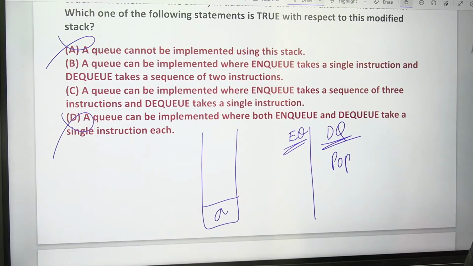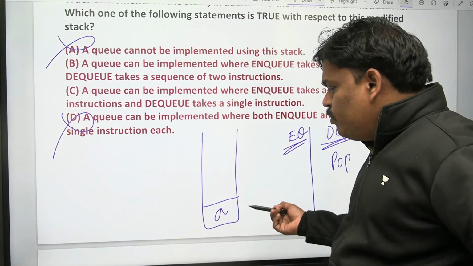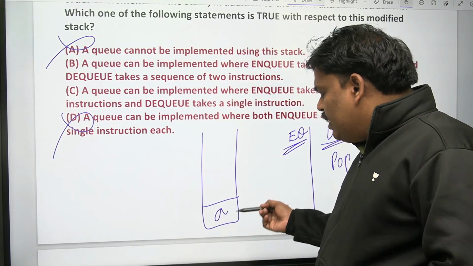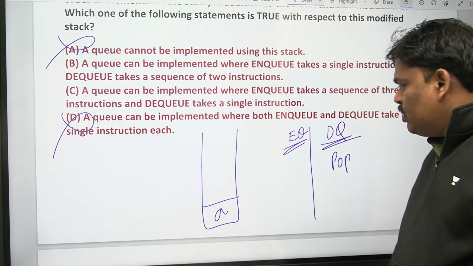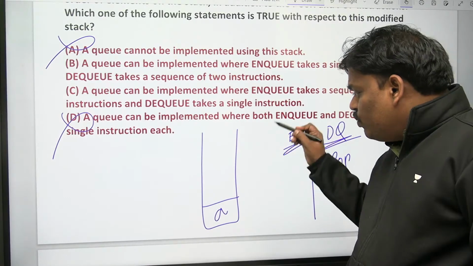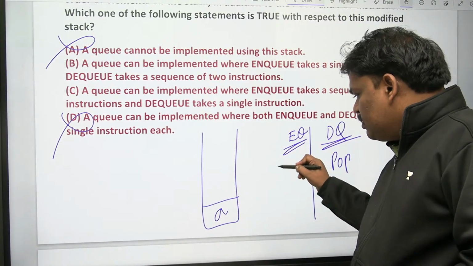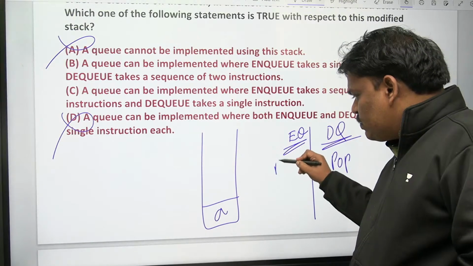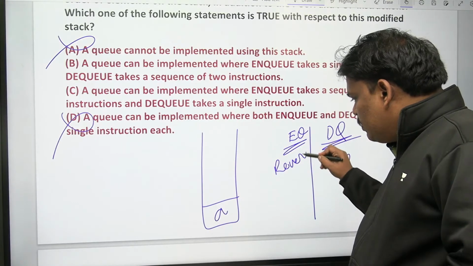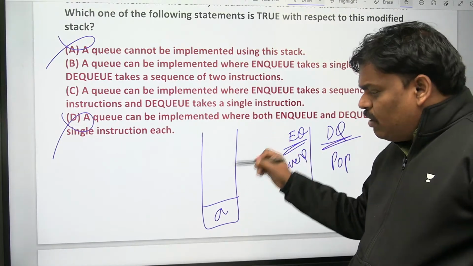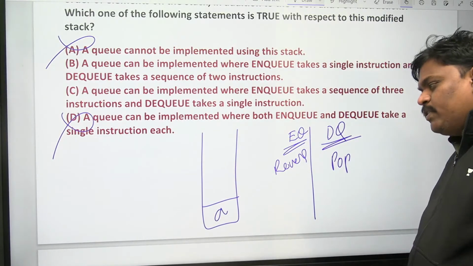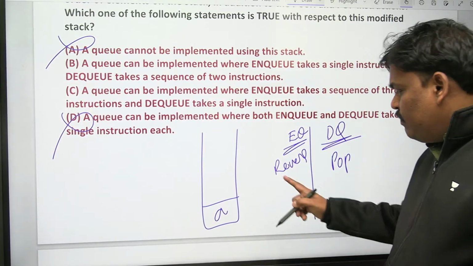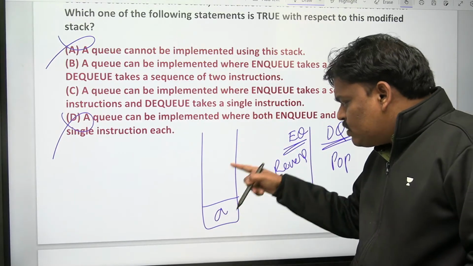Some people are asking, sir, what about NQ? NQ is very interesting. Whenever A is already there, see what NQ is doing. Everyone listen. If you want to do NQ, what you have to do is first reverse. A reversed is A only.